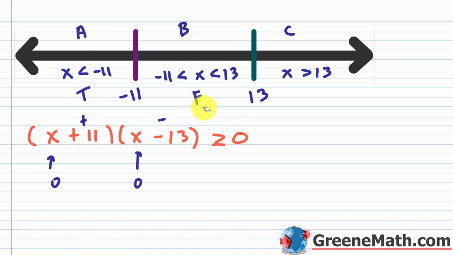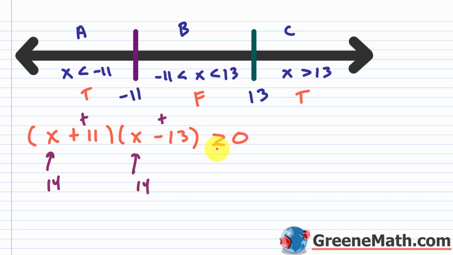Let me use different colors for this so it shows up. And let me come over here and actually change this to orange as well. Get rid of this and this and this. And so something that's going to be greater than 13, let's just pick 14. And let's plug that in here, and let's plug that in here. So 14 plus 11 is going to be 25, so that's positive. 14 minus 13 is going to be 1, so that's positive. Positive times positive is going to give you positive, and that's always greater than 0. So let me do this in orange. This would be true. And remember, this is a non-strict inequality, so these critical values are going to be included.